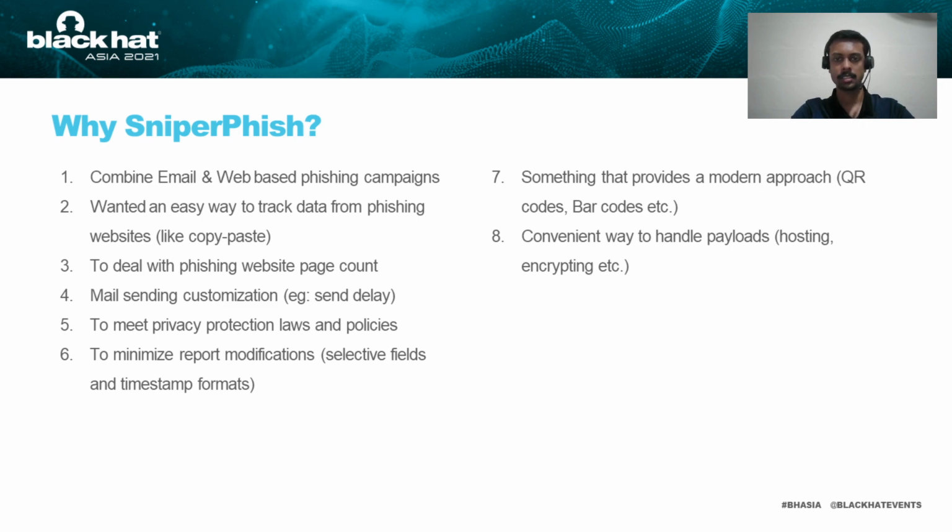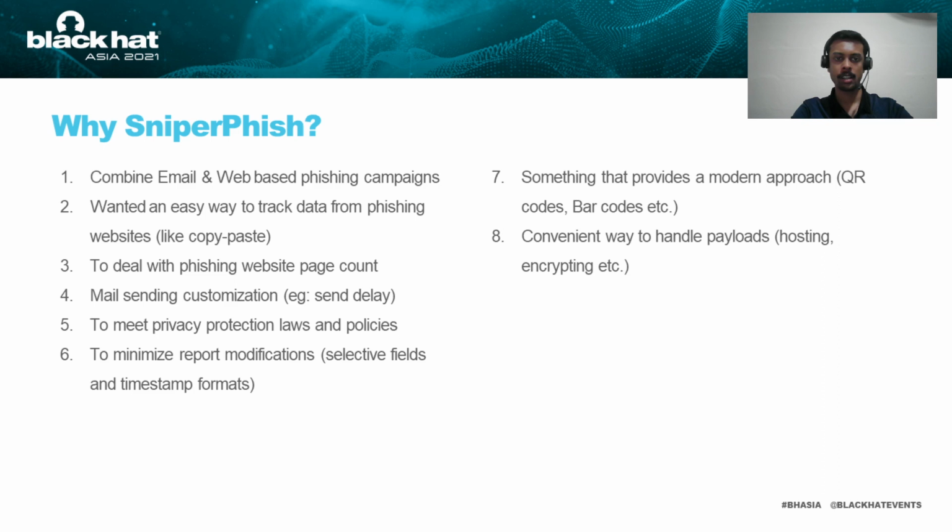The seventh one is something that provides a modern approach. We know spear phishing campaigns involve the use of QR codes and barcodes, for example. We can use SniperPhish to conduct phishing campaigns involving QR codes and barcodes by embedding them in the mail body itself. The last one is a convenient way to handle payloads.